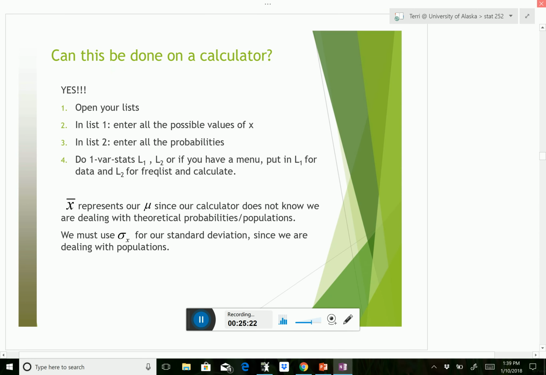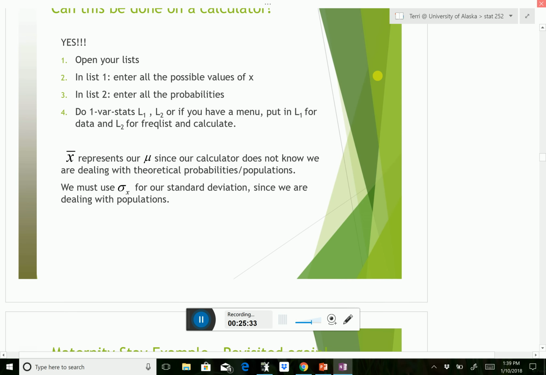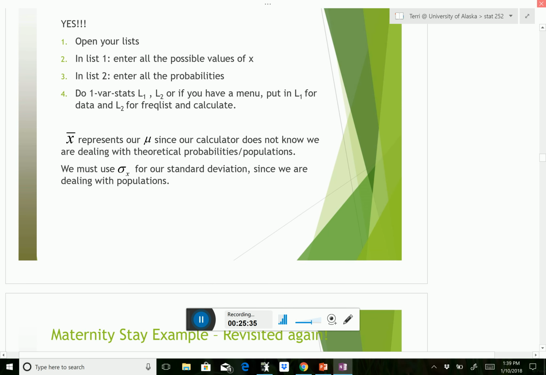So the question is, can this be done on a calculator? The answer is absolutely. The way we're going to do this is, first, you have to open your lists. In list 1, we're going to enter all the possible values of x. List 2 is going to be all the probabilities. And then we're going to do a 1-var stats, list 1, list 2. Or again, if you have a menu, you put in list 1 for the data. List 2 is the frequency list, because that's going to be the probabilities.